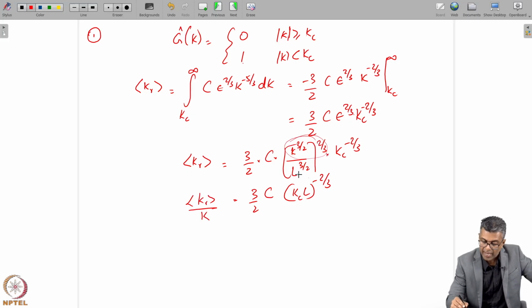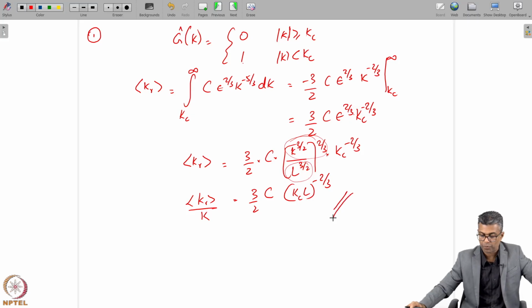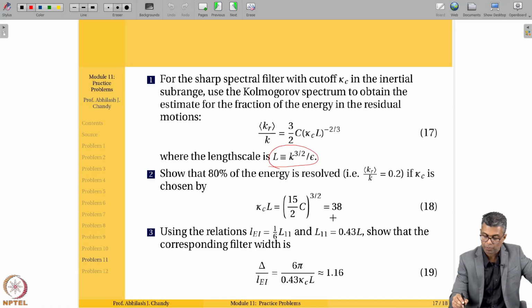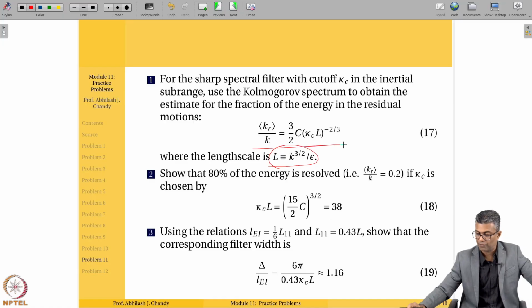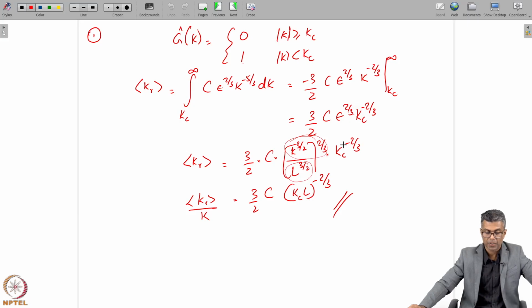Then I have L to the minus 1 from here, raised to 2/3, which becomes L to the negative 2/3, and that goes in here. And there you go. I think I have proven it, right? That is what I had to prove: 3/2 c kappa c L to the negative 2/3. So that's your first part.